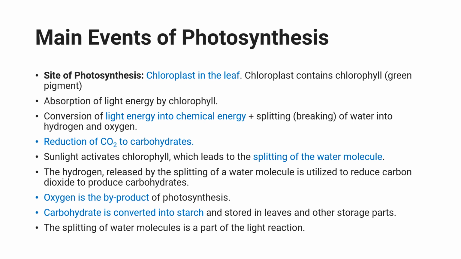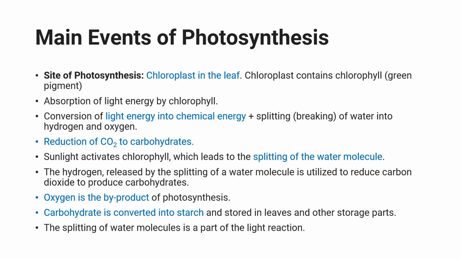So let's look at the main events of photosynthesis. First is the site of photosynthesis: chloroplast in the leaf. Chloroplast contains chlorophyll, which is a green pigment. Next, absorption of light energy by chlorophyll. Then conversion of light energy into chemical energy, plus splitting of water into hydrogen and oxygen. Then reduction of carbon dioxide to carbohydrates.